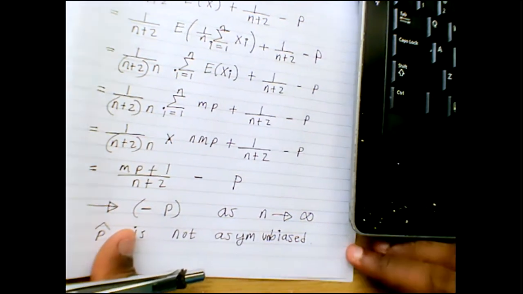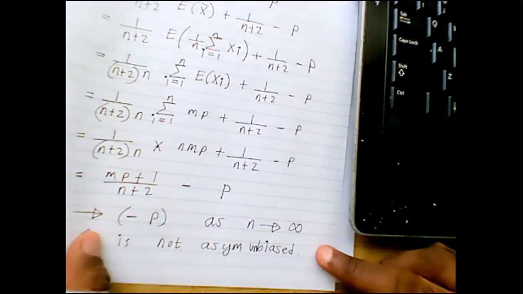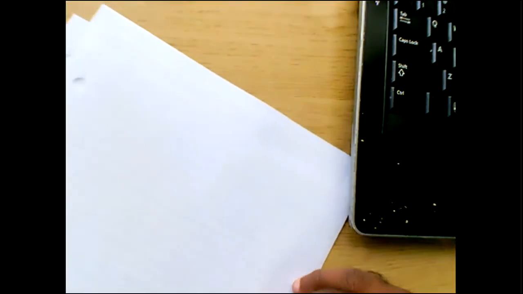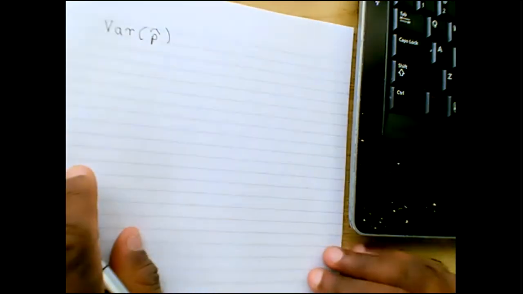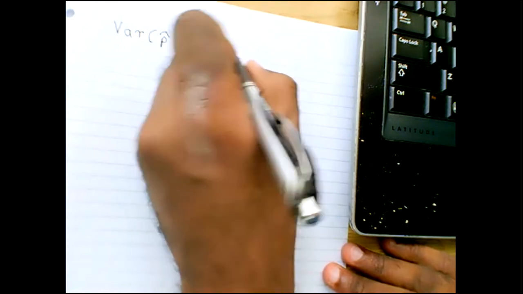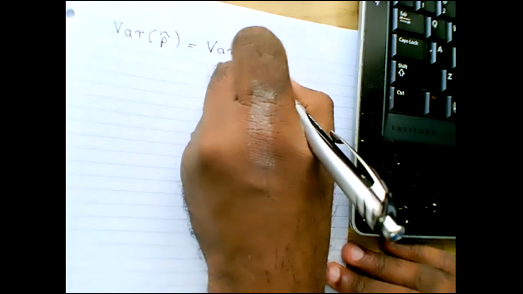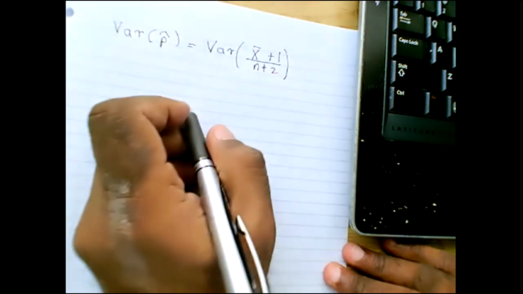So that's the first part of the question. The second part of the question is to find the variance of p hat. So let me start. To find the variance of p hat, this is going to be the variance of x bar plus 1 divided by n plus 2.